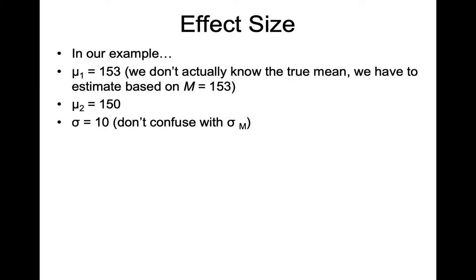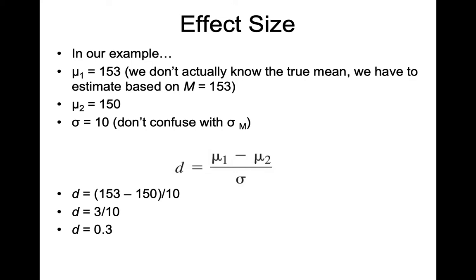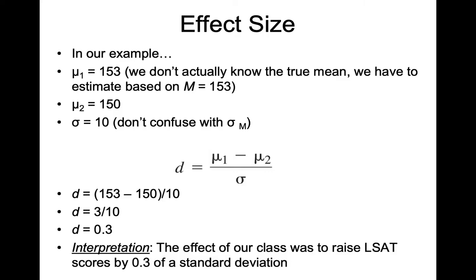And then we also have to know the population standard deviation. In this case, it's 10. Okay, so to figure out effect size, all we're going to do is plug in the formula. And so in this case, we've got 153 minus 150 over 10, which gives us 3 over 10, which gives us 0.3. All right. So the interpretation here is that the effect of our class was to raise LSAT scores by 3/10 of a standard deviation.